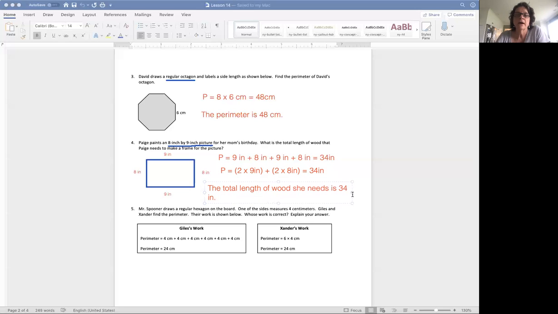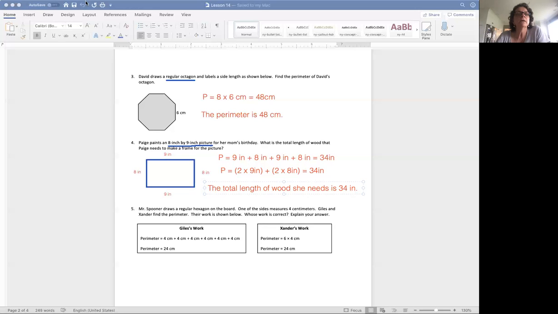All right. Okay, let's look at the last word problem here. It says, Mr. Spooner draws a regular hexagon on the board. One of the sides measures 4 centimeters. Giles and Xander find the perimeter. Their work is shown below. Whose work is correct? Explain your answer.